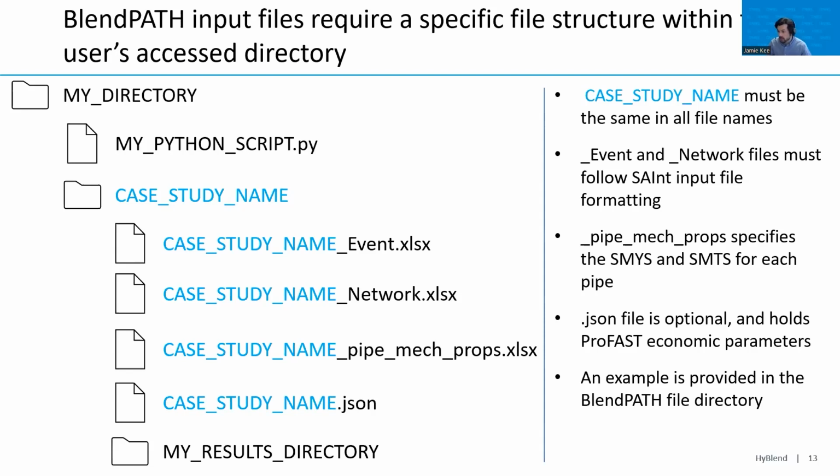The next file is a .json file. This is an optional file that holds the ProFast economic parameters such as tax rates and financial structure. So once again, it's optional, not required. There are defaults in the tool. However, for everyone's economic analysis, customizing these may be more representative for your case study.